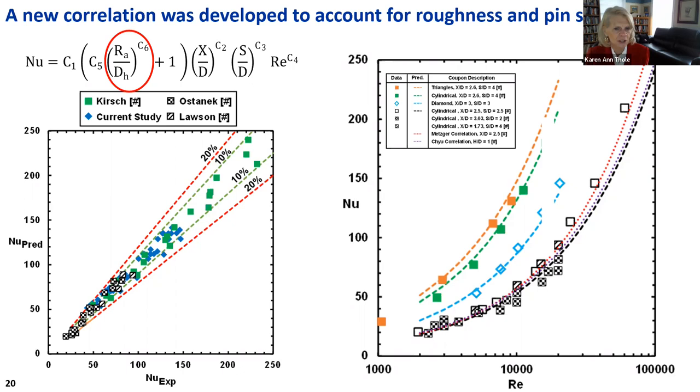And so you can see that graph on the left is the Nusselt number predicted versus the Nusselt number measured with our given correlation. So again, we're pretty close to predicting well with our correlation. And then on the right, you can actually see the prediction and also some other correlations that have been previously presented in the literature for different pin shapes. And our correlation overlays their correlation when the roughness level is zero, or smooth. And of course, their correlation was built with a roughness level of zero.